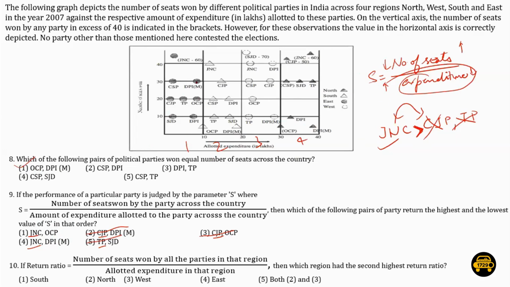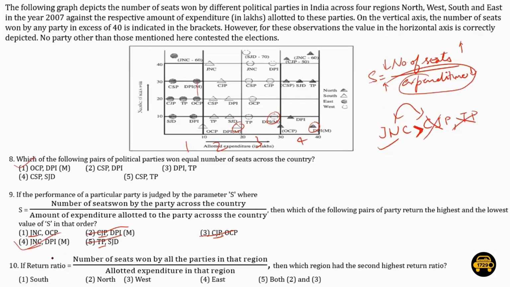Now for OCP and DPIM, let's see which one has more expenditure. So here OCP and DPIM have equal expenditure. Here DPIM has more expenditure than OCP. Again, here DPIM has more expenditure than OCP, and here too DPIM has more expenditure than OCP. So of course DPIM has more expenditure than OCP across all the four zones. So the minimum value of S will come out for DPIM. So the correct answer for this question will be option 4.